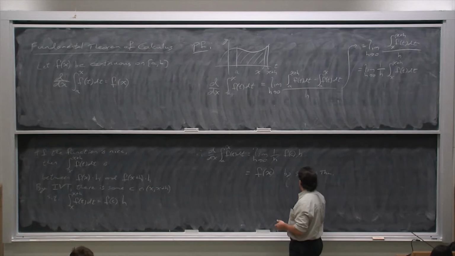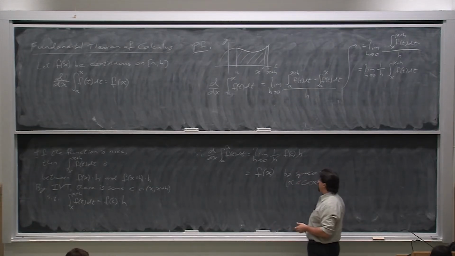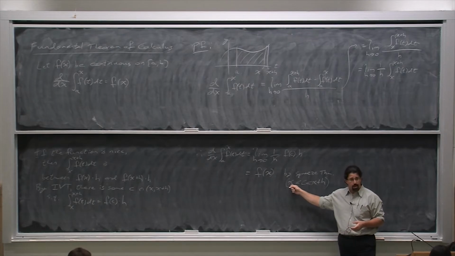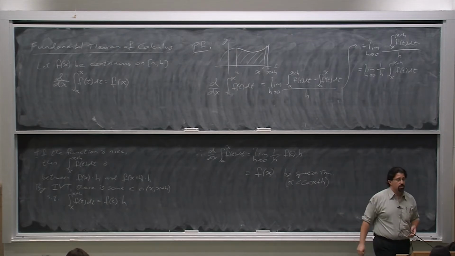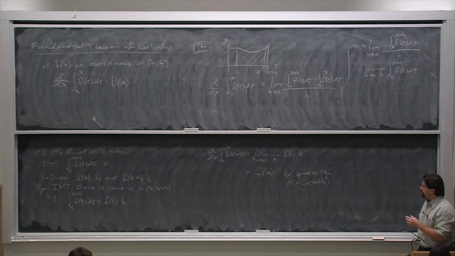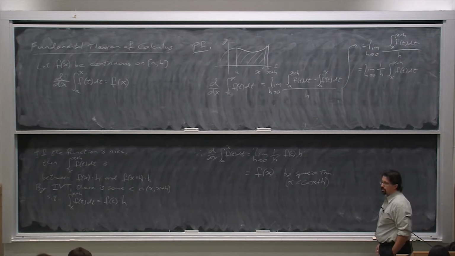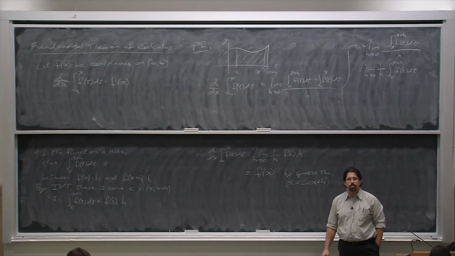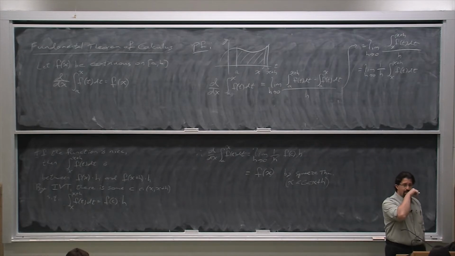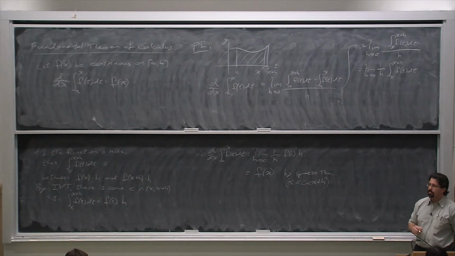Right, so this is because c is between x and x plus h. As h goes to 0, this guy stays, this guy goes to x. So the limit of f of c has to be equal to f of x. Okay, any questions about this?